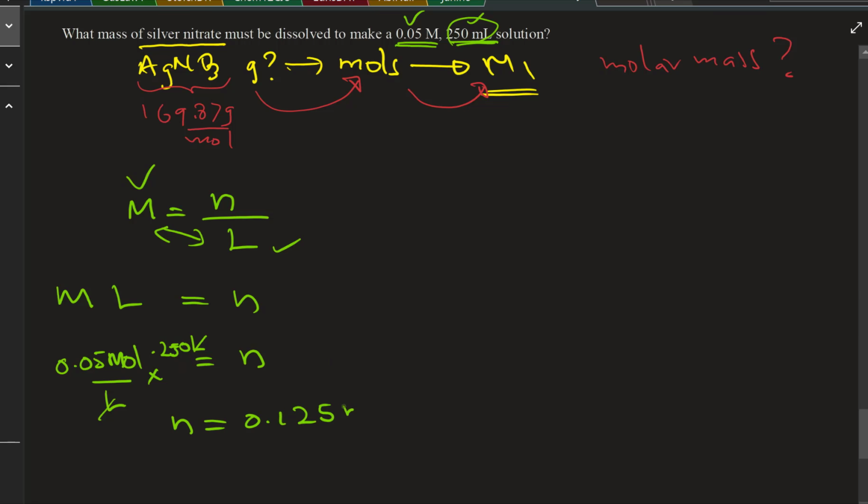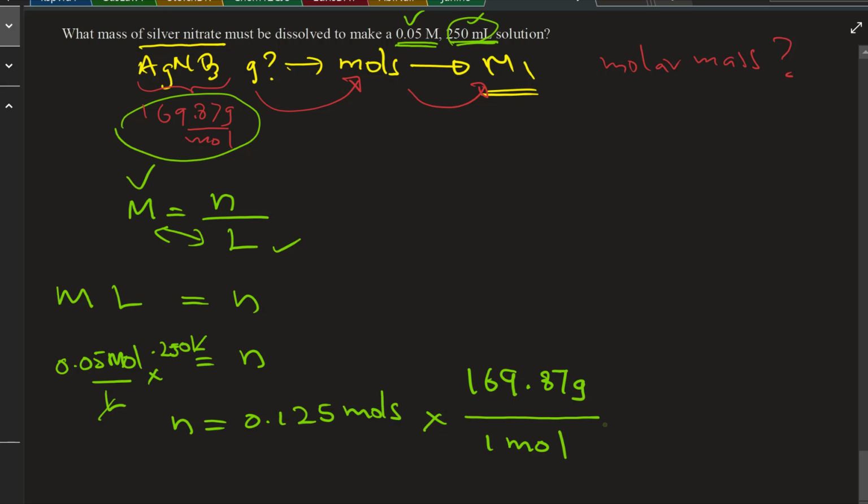Now, the moles of silver nitrate. Now, what we need to know is how many grams, right? So now, what do you do? The mole should be cancelled out, so that should be in the denominator, right? Okay, so 169.87 grams on the top, mole to mole cancels out. Voila, you get the grams.